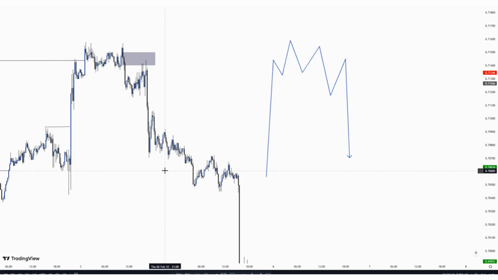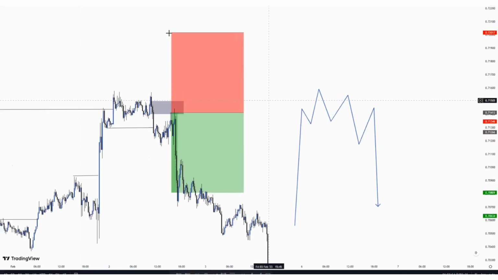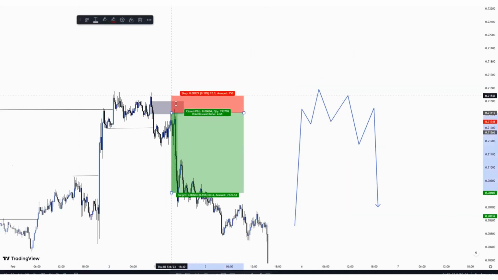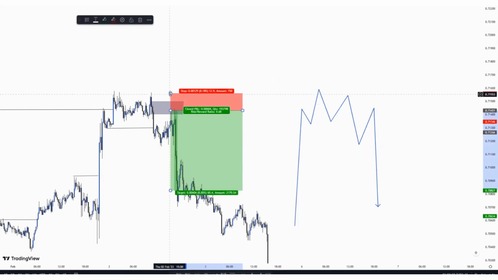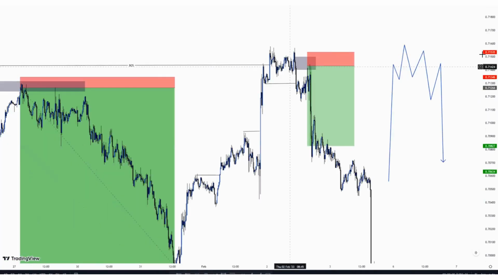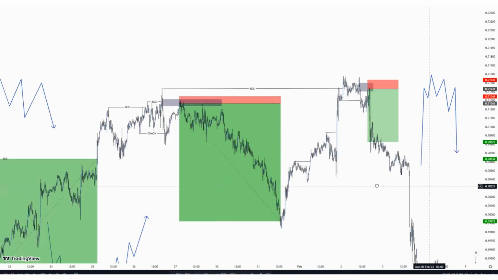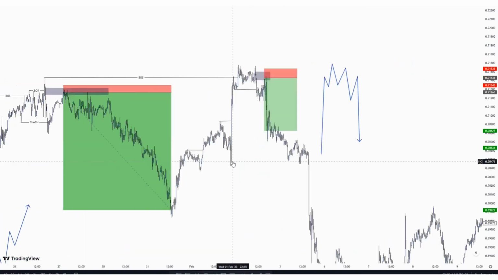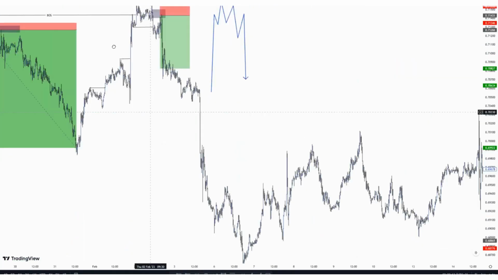Then you have your change of character. This is the low that created that high. It was taken out. Then you have this entry here. You have your stop just above. Probably I'll just keep it at the middle, just above, not too far. But when you're taking this, you're probably saying, okay, the price is still bullish.